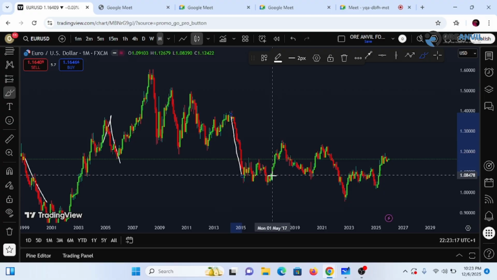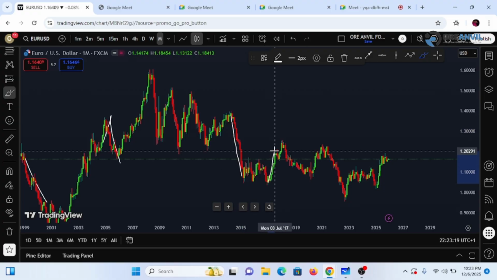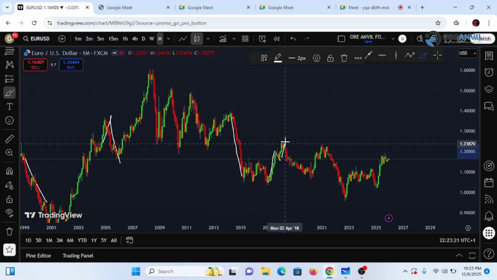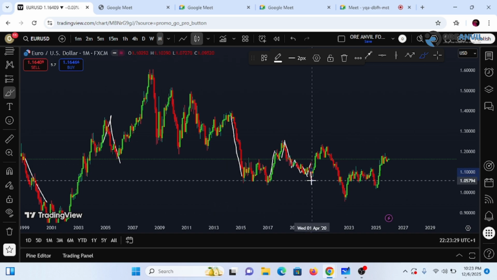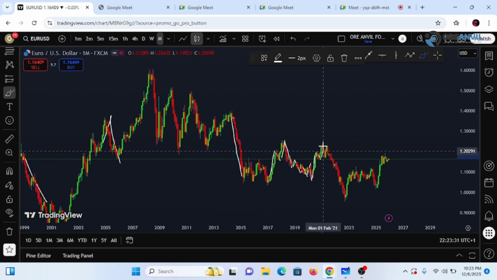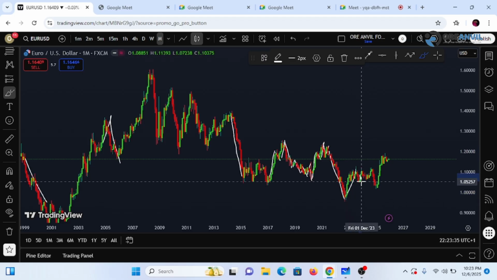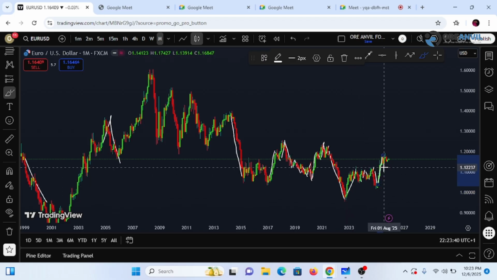So if I'm marking, I can mark this higher high, higher low, higher high, higher high, higher low, low, high, low, high. You can see how I'm marking my structure.